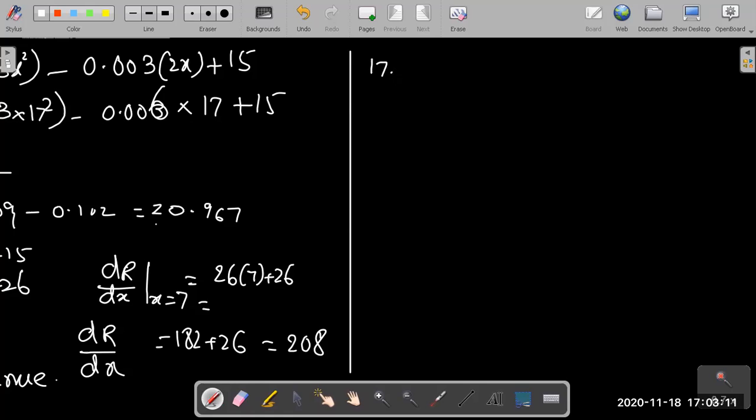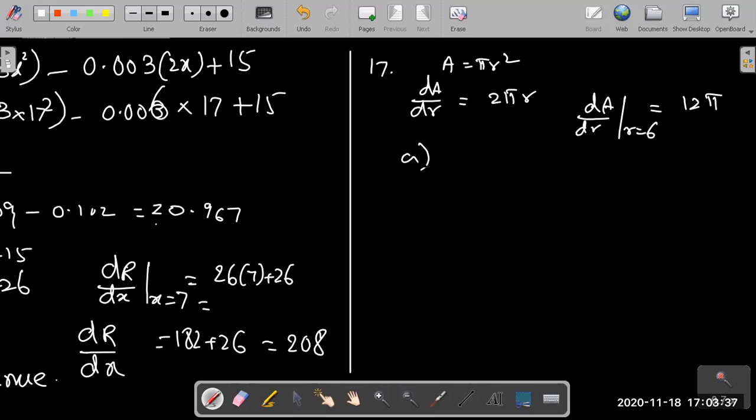So with respect to radius, the area of a circle, we know, is pi r square. Then dA by dr, you will have 2 pi r. When r is equal to 6 centimeter, dA by dr at r equal to 6, that means you'll get 12 pi.